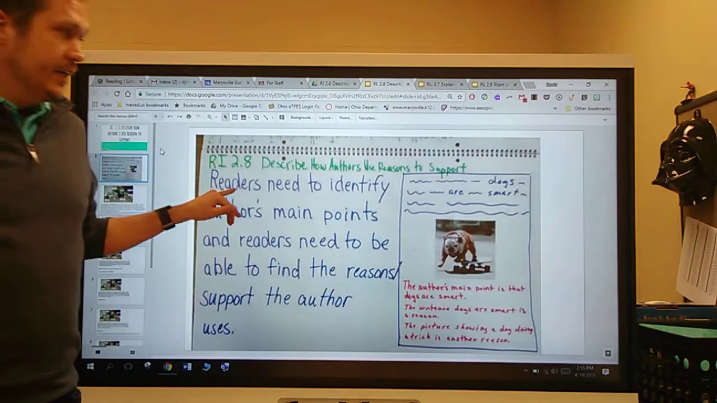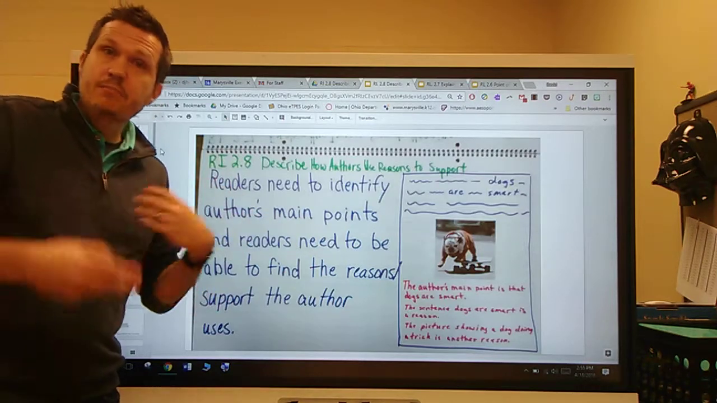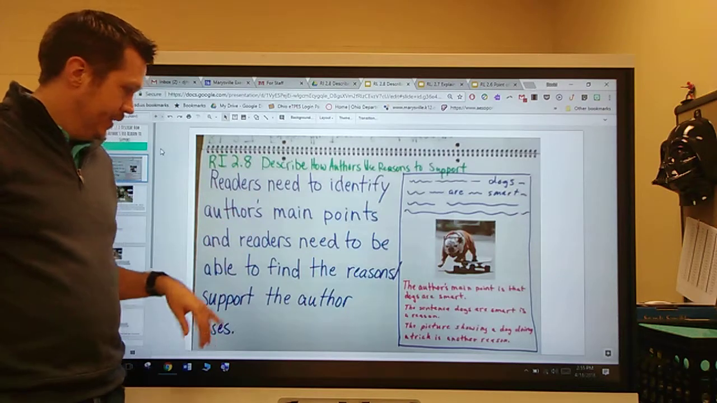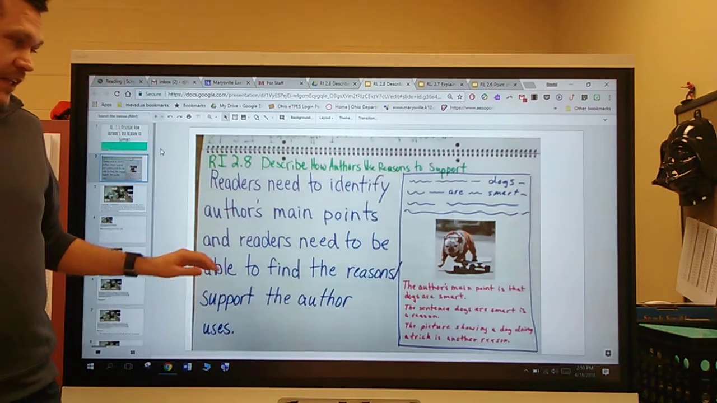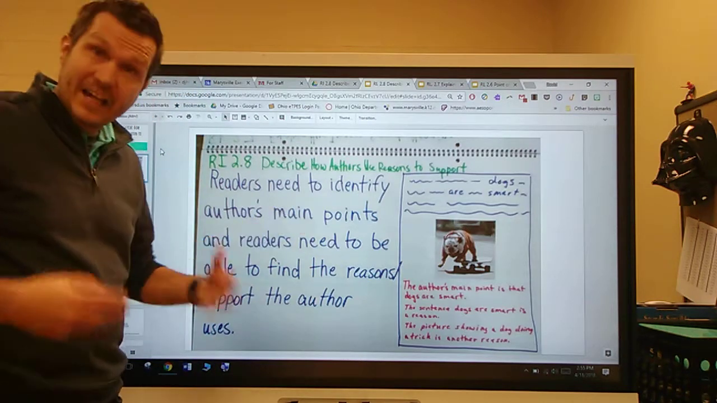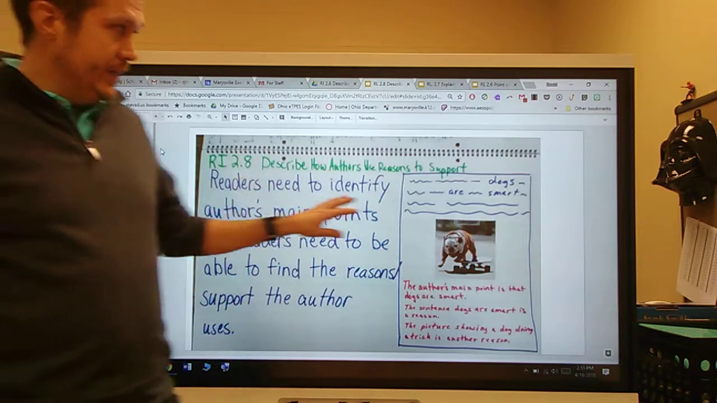So as readers, we need to be able to identify first the author's main points. What is the main thing that they're trying to teach us? So we need to be able to find those main points. We also need to be able then to find the reasons to support why we think that's the main point or why the author did that. So here's a quick example.